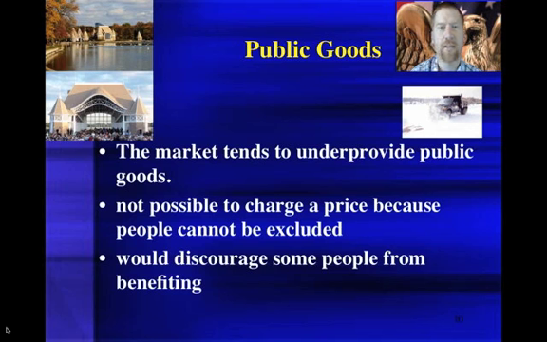But it also means that the market's probably not going to provide these goods. What incentive does a producer have when some customers aren't going to pay for it? And so the market tends to underprovide these public goods. It's not possible to charge a price because people cannot be excluded from it. Anyone can enjoy it. And obviously this would discourage some people from benefiting if they did have to pay for it. Maybe we wouldn't go down to Lake Harriet so often if we had to pay to see the concert or to use the park.